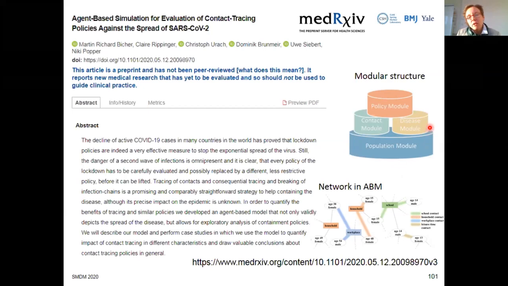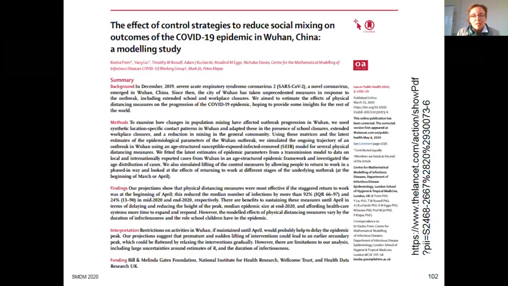And on top of this, we use a modular structure. We have a disease module, a contact module, and a policy module. And we continue applying this model in the next step, or in parallel, so to say, also to evaluate vaccination strategies, considering limited capacities.